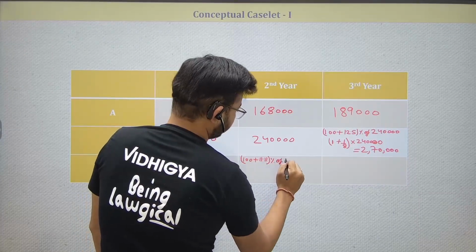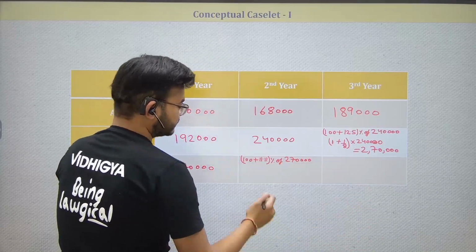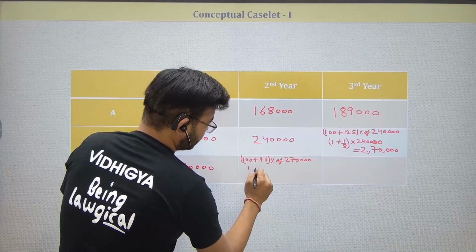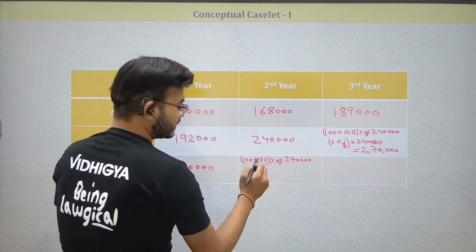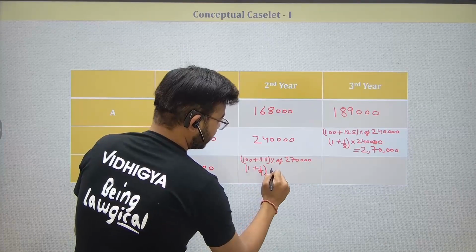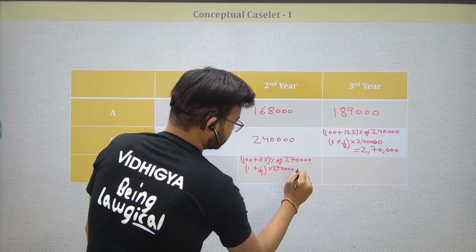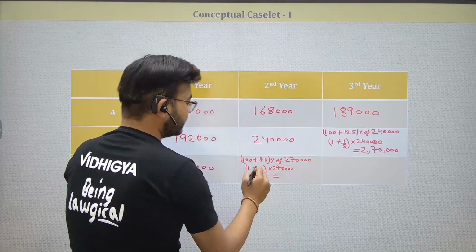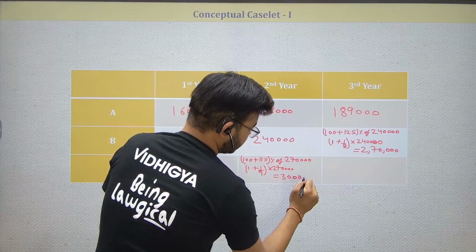So it is 11.11%. That means 100 plus 11.11% of 2,70,000. So 100% in fraction is 1, and 11.11% in fraction is 1 by 9. So 1 plus 1 by 9, into 2,70,000. That will come out to be 10 by 9 into this, so that will come out to be 3 lakh.